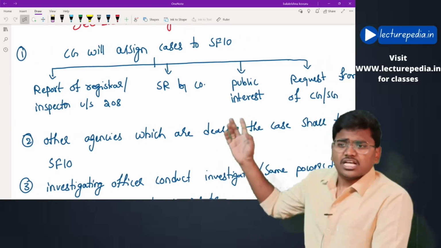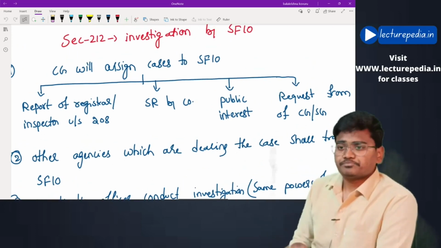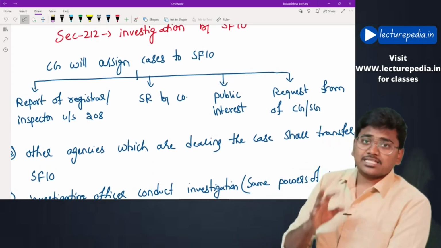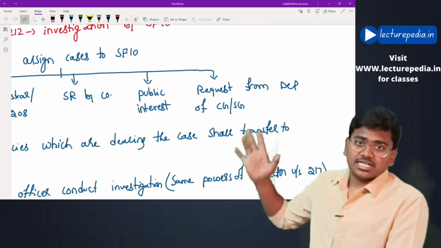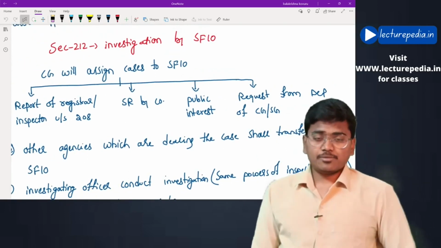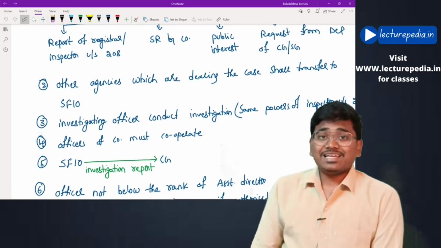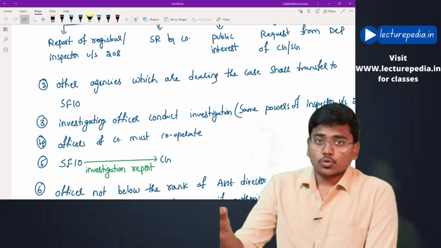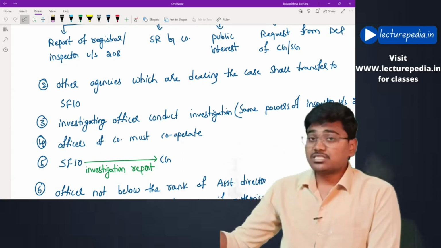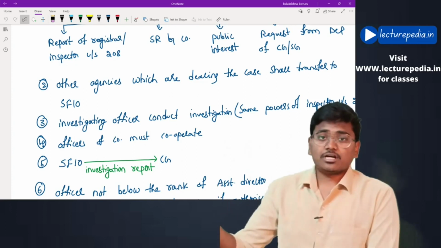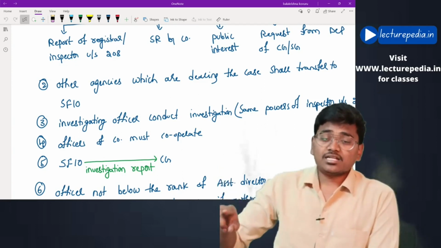Hope this is clear. Or a special resolution has been passed by the company, and they have decided to conduct investigation into affairs of the company. In that case also, if central government feels, it can assign this type of investigation to SFIO, or in the public interest, or on request from a department of central government or state government. Once the investigations are assigned to the SFIO, if any other agency is carrying on investigation relating to that case, it must be handed over to the SFIO. All the relevant documents must be handed over, and no other agency must continue their investigation in the matter assigned to the SFIO.